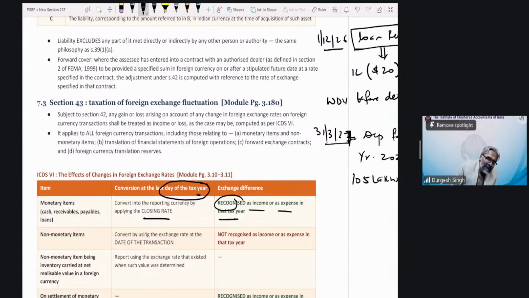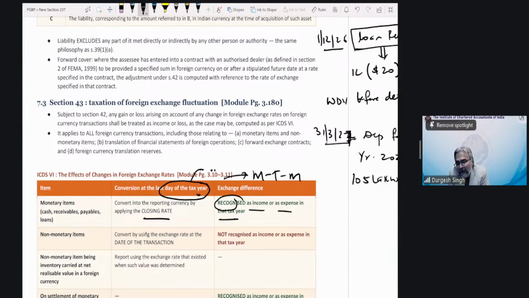Now you tell me, students, don't you think that this is nothing but mark to market? Tell me one thing, is this MTM, mark to market? Answer is yes, 31st March. Recognition is done in this context on the basis of the exchange rate prevailing on 31st of March. This is what is known as mark to market.